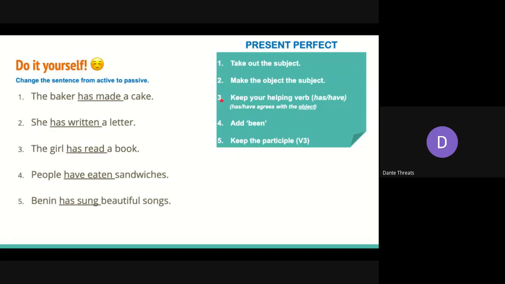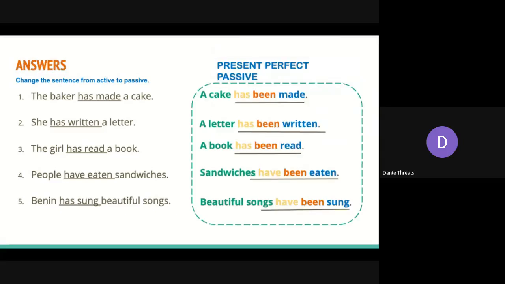Okay, so you should have had enough time to write out these sentences. So let's check your answers. Okay, so the first one we did together, a cake has been made. All right. Number 2, she has written a letter, should be changed to a letter has been written. Okay. 3, the girl has read a book, should be changed to a book has been read.